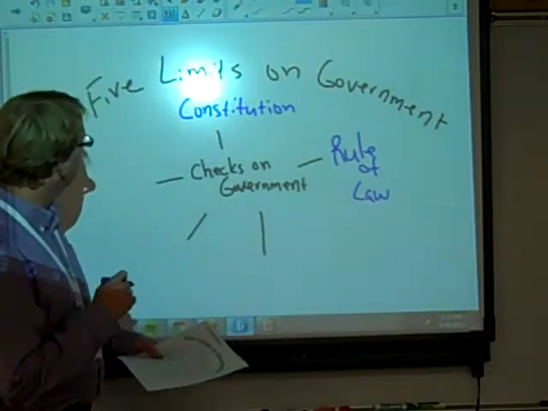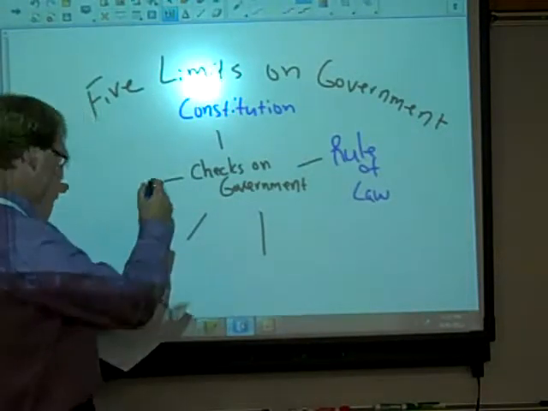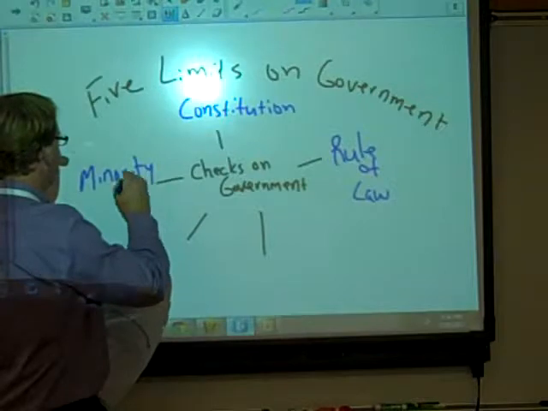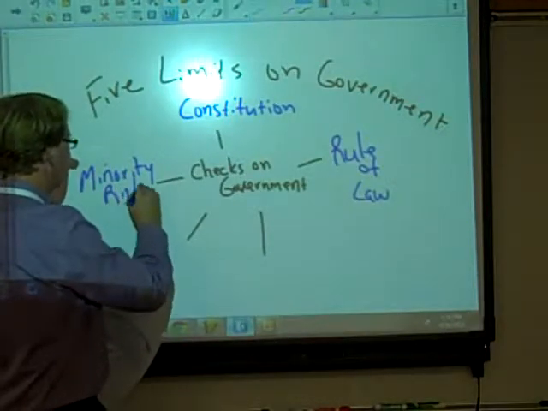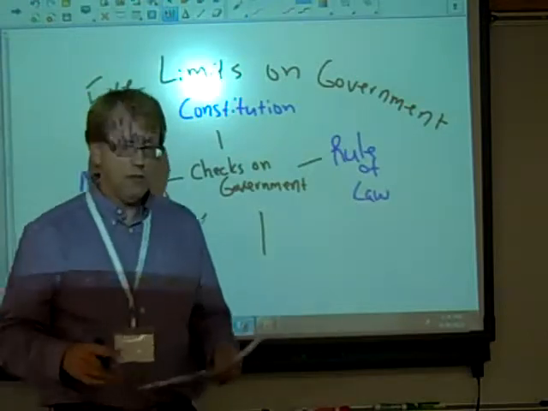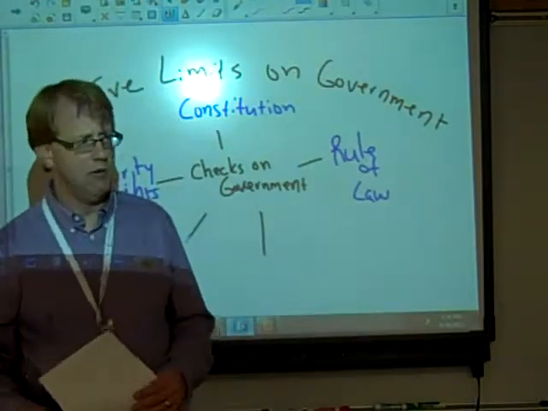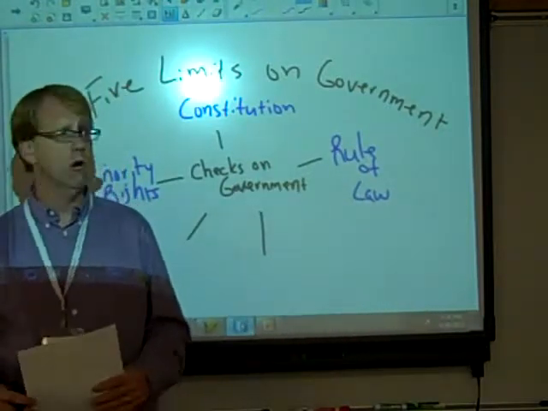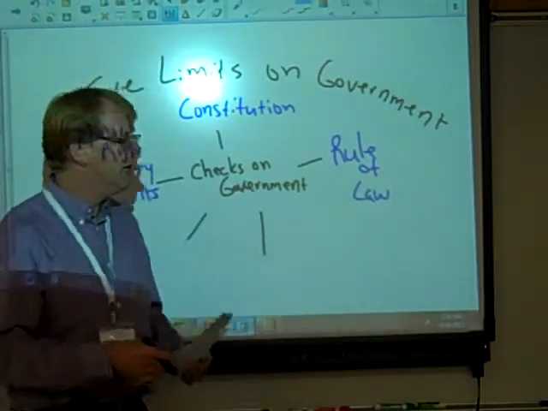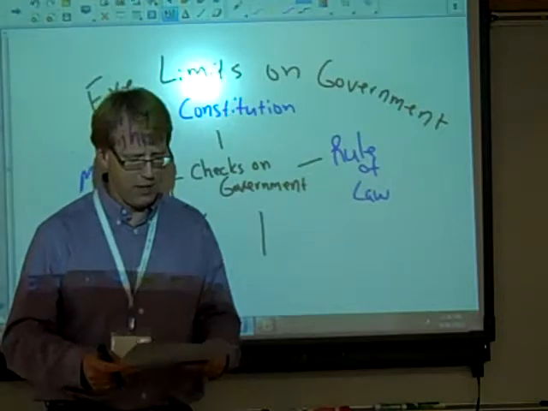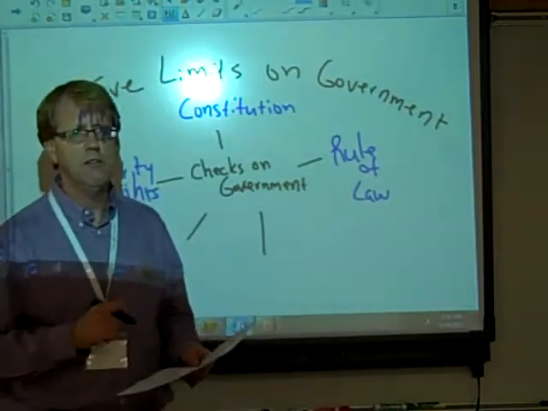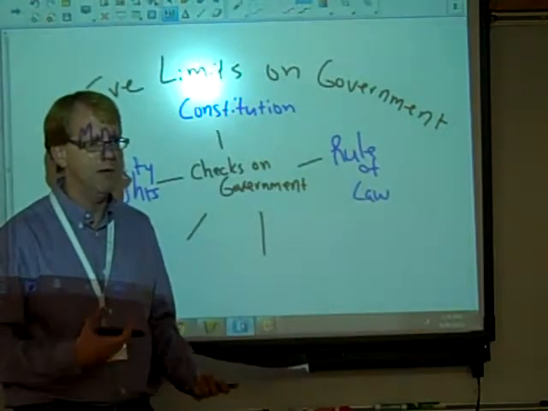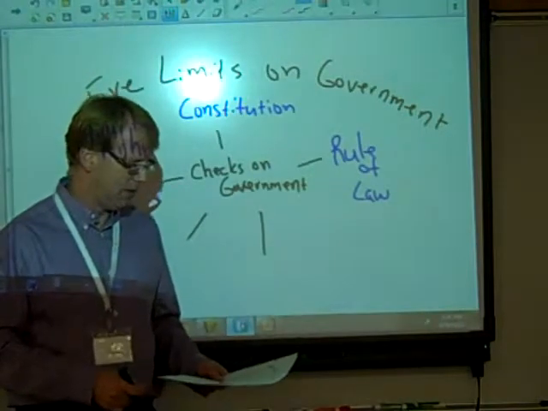Another important part of limiting our government is minority rights. This is the idea that everybody's rights are protected, not just whoever the majority is in a country, whether Caucasians, African Americans, Hispanics, or whoever. Everybody has the same rights guaranteed under law and is treated equally under law. It's not just the ruling group with the majority that has the power. Everybody has equal rights, and those are all protected.